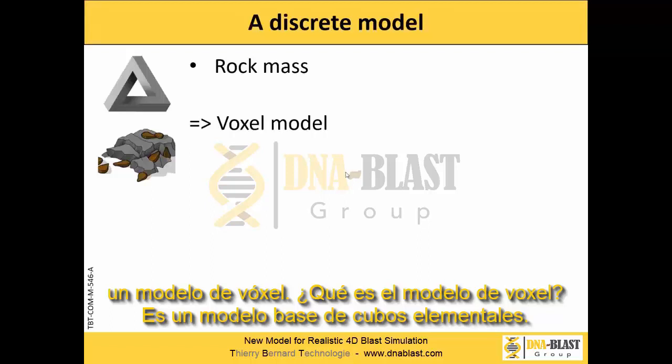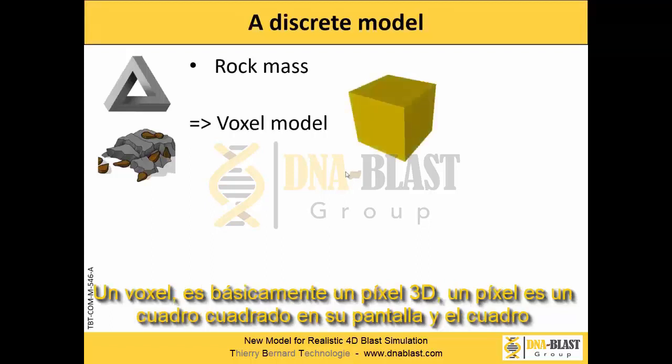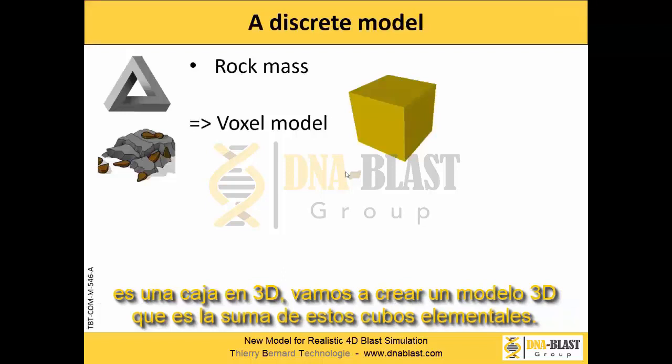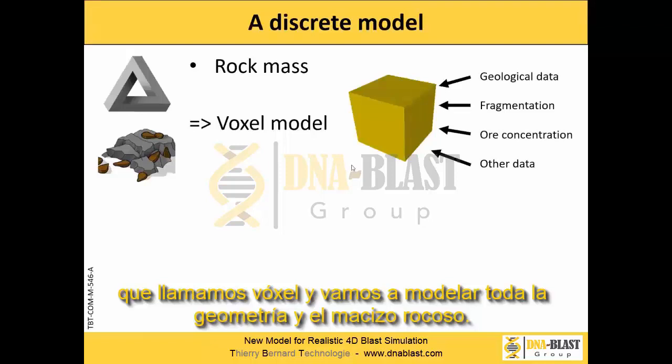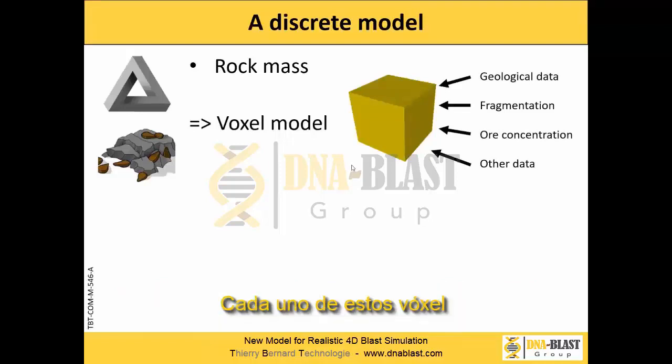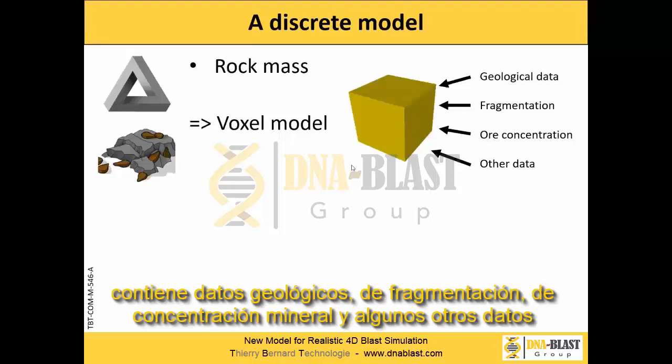It's a model based on elementary cubes. A voxel is basically a 3D pixel. A pixel is a square box on your screen, and a voxel is a box in 3D. And we're going to create a 3D model that is a sum of these elementary cubes that we call voxels, and we're going to model all the geometry and the rock mass. Each of these voxels will contain geological data, fragmentation, or concentration, and some other data.